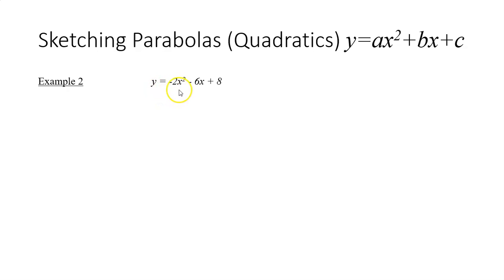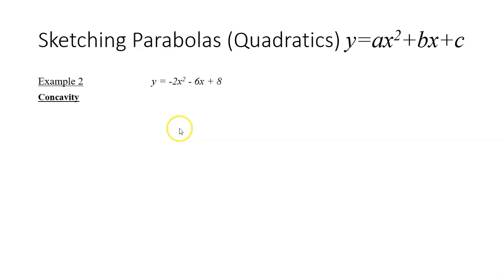Again, we've got y equals -2x squared minus 6x plus 8. So we're in this general form here, and you can see straight away our a value is -2, our b value is -6, and our c value is 8, positive 8. So let's keep that in mind as we're working through it. So our 5 main things.